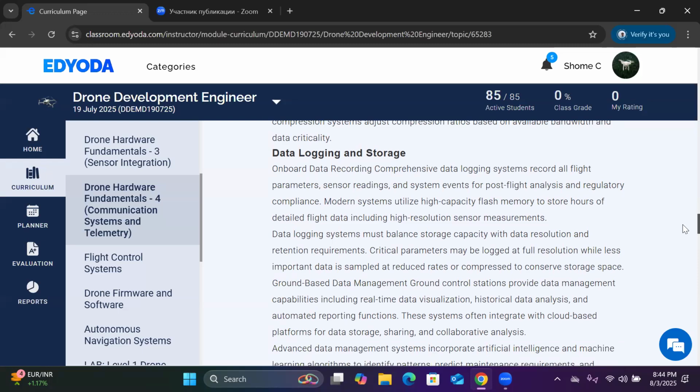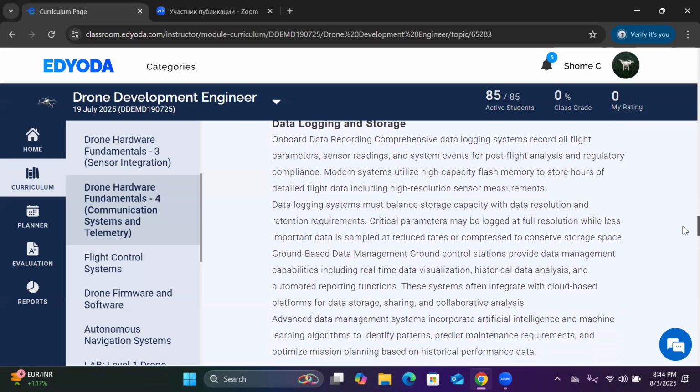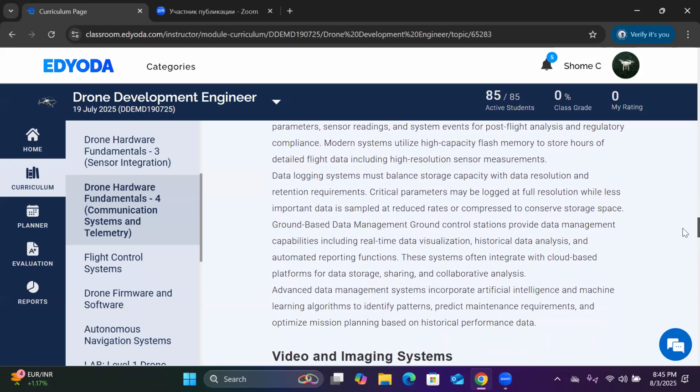Data logging systems must balance storage capacity with data resolution and retention requirements. Critical parameters may be logged at full resolution, while less important data is sampled at reduced rates or compressed to conserve storage space. Ground-based data management: ground control stations provide data management capabilities, including real-time data visualization, historical data analysis, and automated reporting functions. These systems often integrate with cloud-based platforms for data storage, sharing, and collaborative analysis. Advanced data management systems incorporate artificial intelligence and machine learning algorithms to identify patterns, predict maintenance requirements, and optimize mission planning based on historical performance data.